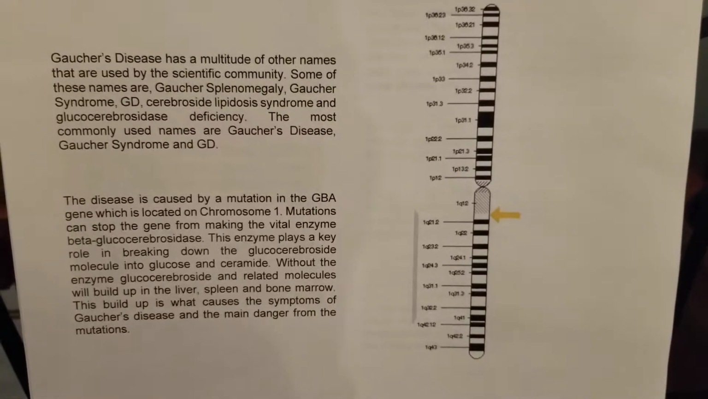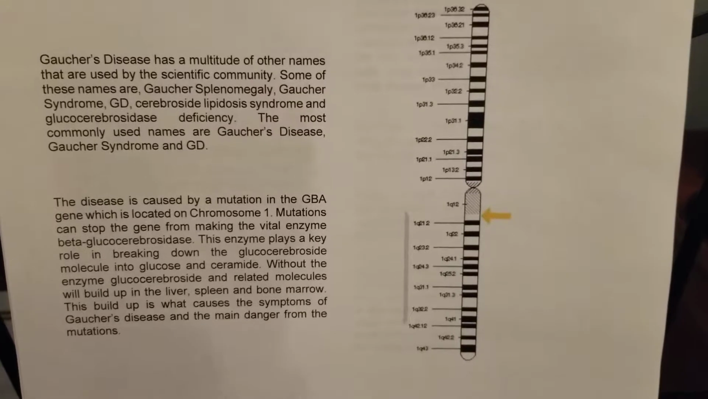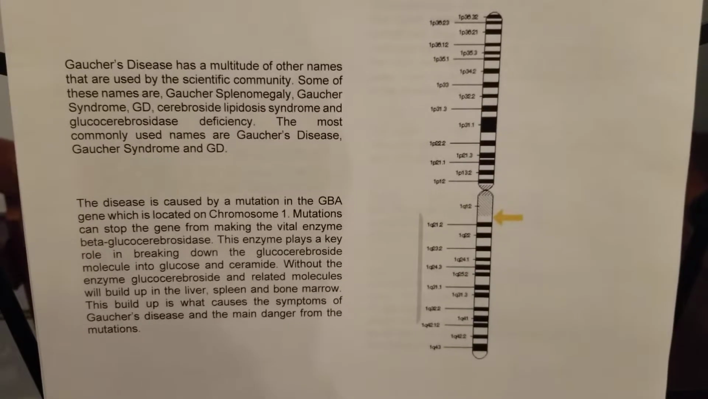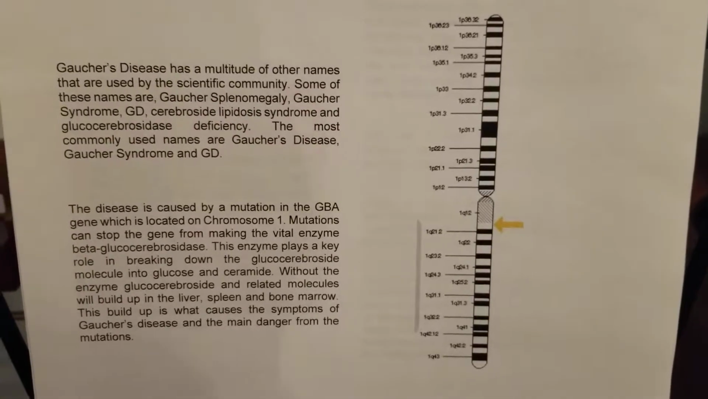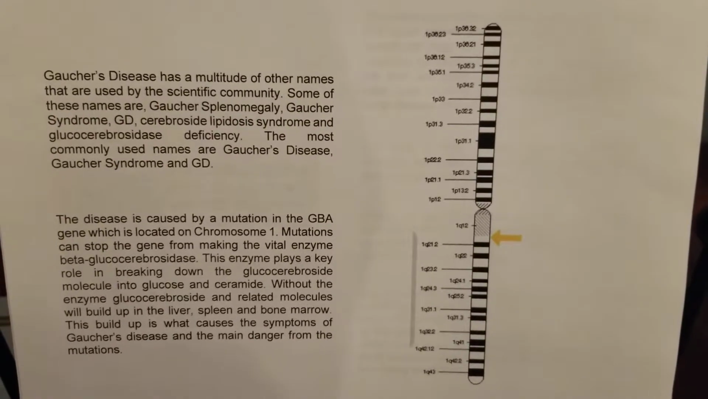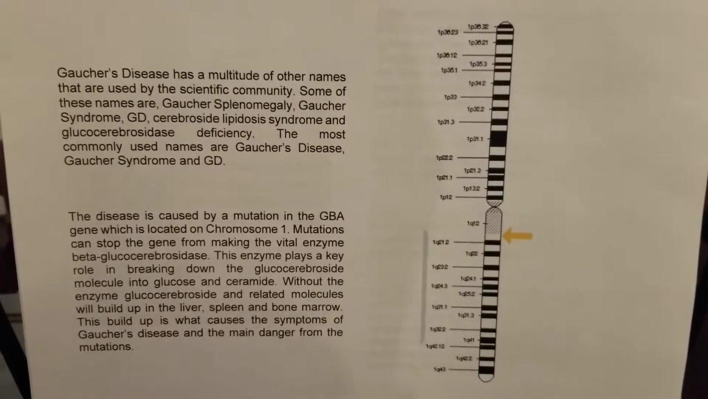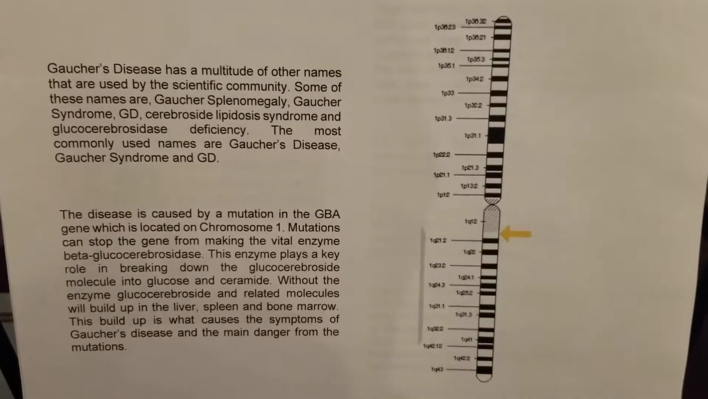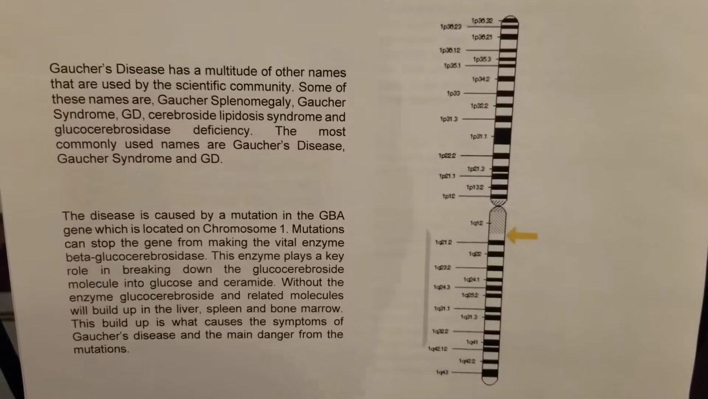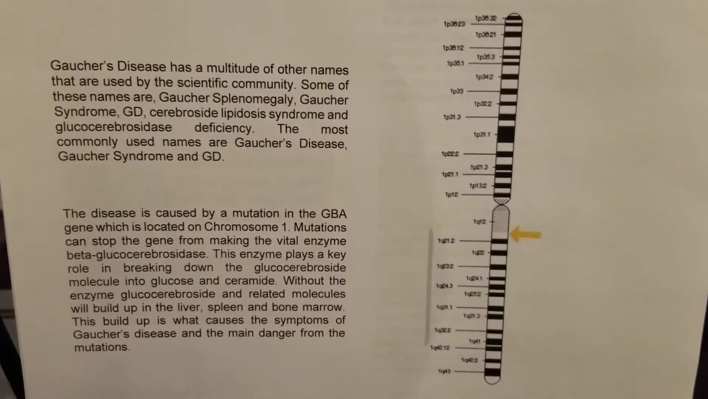The disease is caused by a mutation in the GBA gene, which is located on chromosome 1. Mutations can stop the gene from making the vital enzyme beta-glucocerebrosidase. This enzyme plays a key role in breaking down the glucocerebroside molecule into glucose and ceramide. Without the enzyme, glucocerebroside and related molecules will build up in the liver, spleen, and bone marrow. This buildup is what causes the symptoms of Gaucher's disease and the main danger from the mutations.